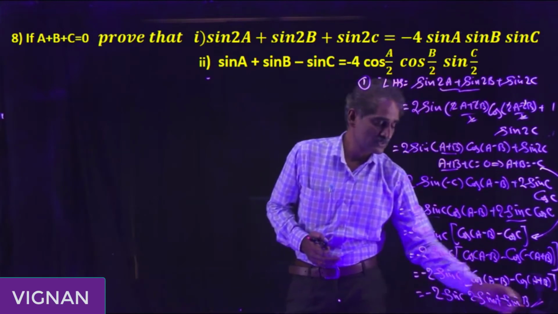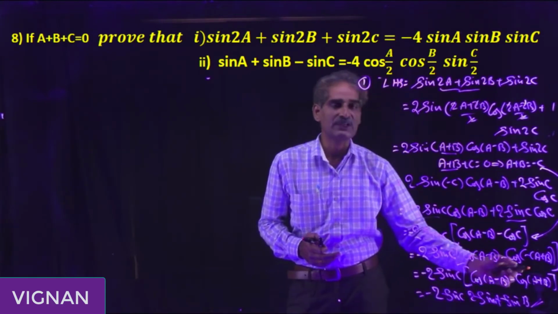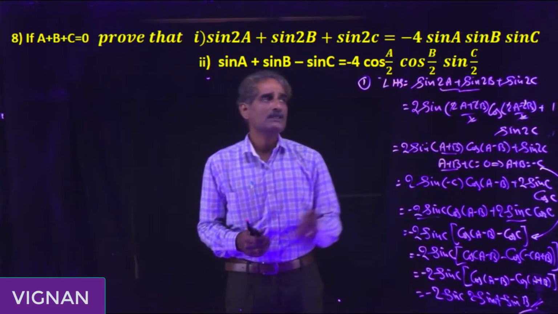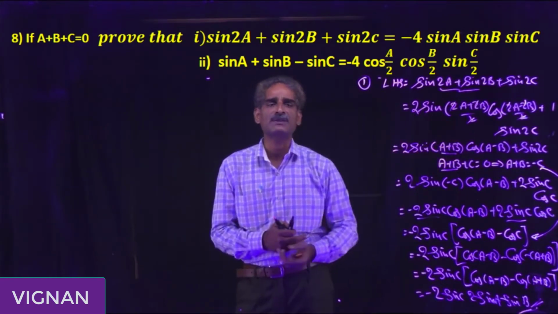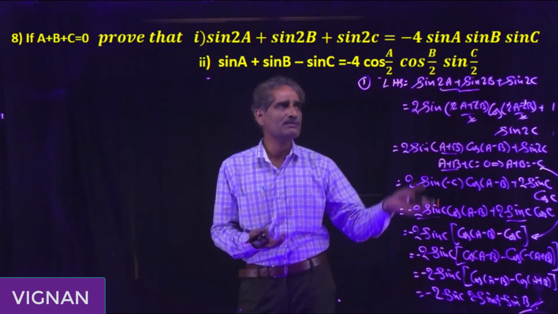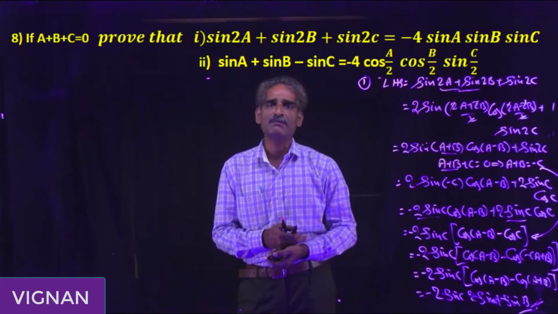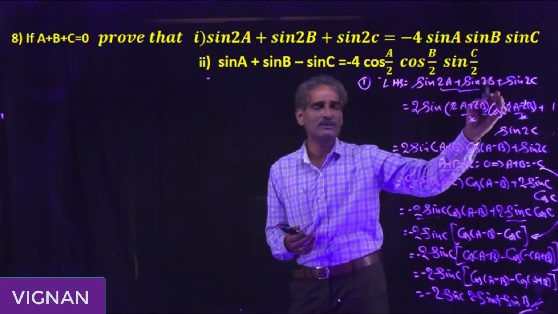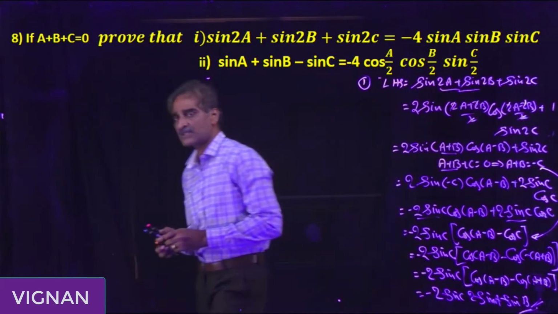This is the answer. Here 2 into 2 is 4, so 4 sin a sin b sin c. This is the answer. Okay, for the first problem, with the same condition a plus b plus c, find sin a plus sin b minus sin c. The procedure is the same, but in place of 2a there is a, b, c. There is a small change: in place of plus there is a minus. So no problem with this.